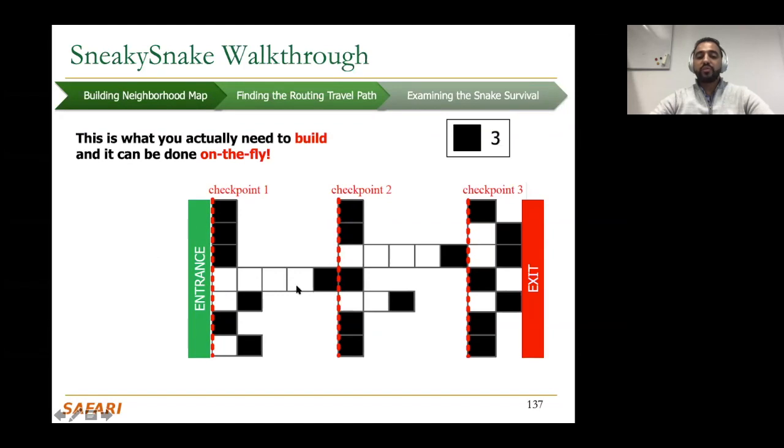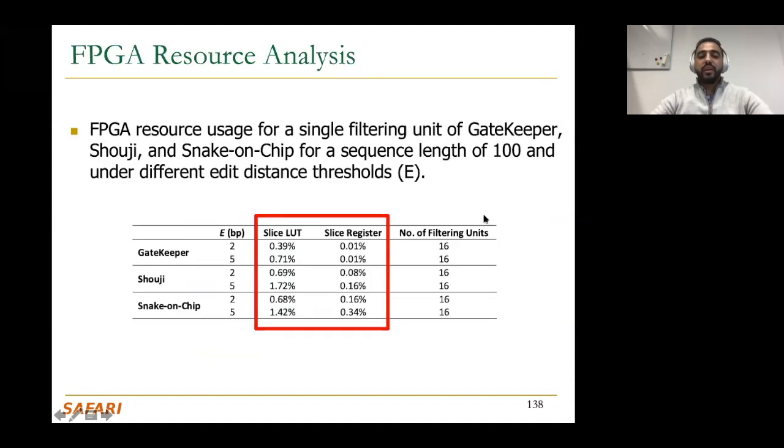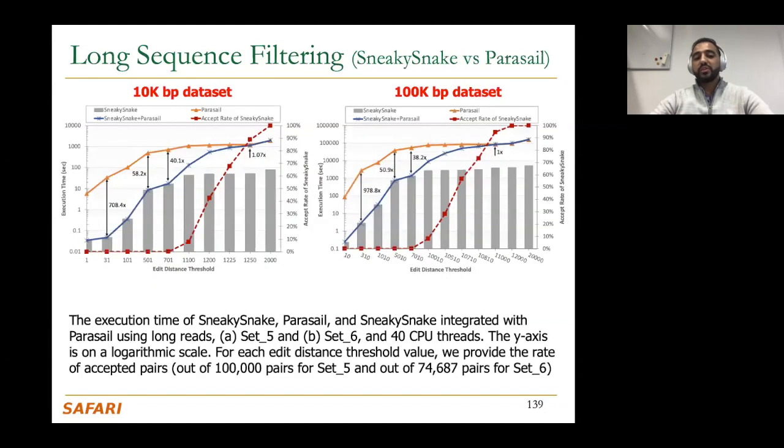Once you know that there are 4 steps, then you start the indices here, and so on. These are the resource utilization for the FPGA. Again, we implemented on GPU. These are the acceleration compared to existing state-of-the-art sequence alignment for long reads.